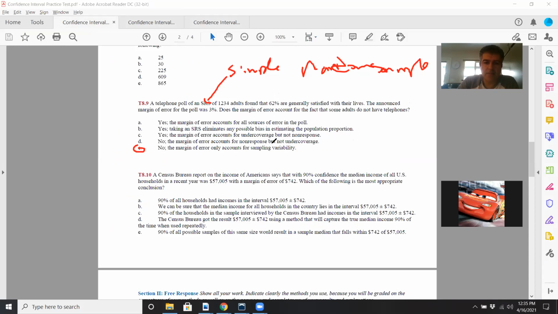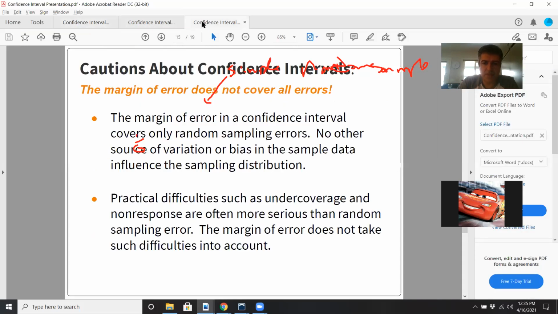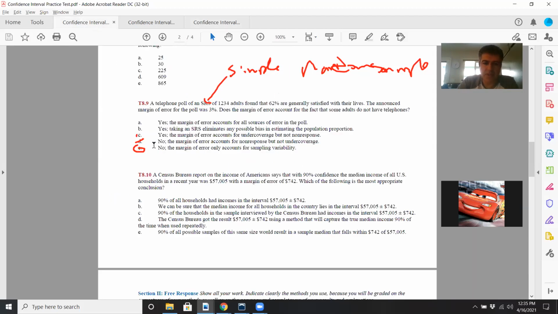It does not account for non-response. So remember, the presentation even tells us that too. The margin of error does not take into account things such as undercoverage or non-response. So that's why it's just E, because obviously it's a lack of response.